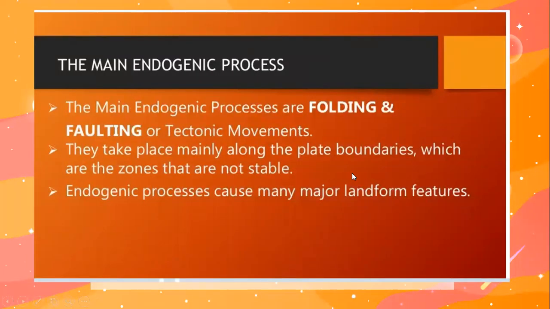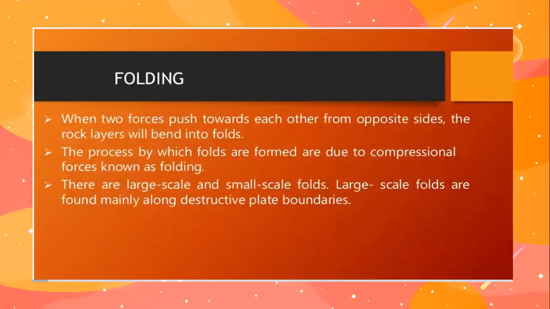So there are two types of endogenic processes. We have the folding and the faulting, or the tectonic movements. They take place mainly along the plate boundaries, which are the zones that are not stable. Endogenic processes may cause many major landform features.